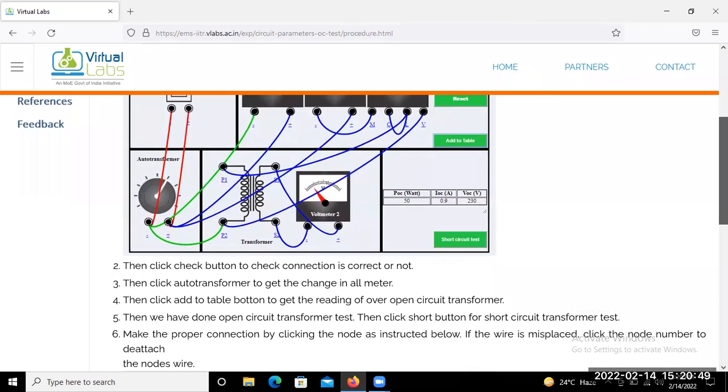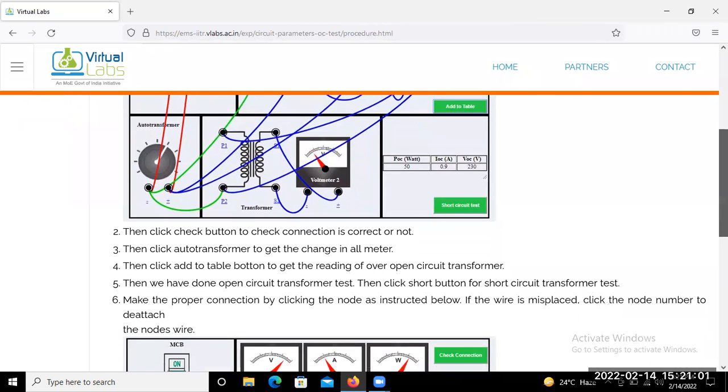We explained the procedure a few minutes earlier. So whatever I explained will be written here step by step. Okay, so we go through this one by one. That means the fourth point: then click the add to table button to get the reading of our open circuit transformer. Then we have done the open circuit transformer test. Then click the short button for the short circuit transformer test.